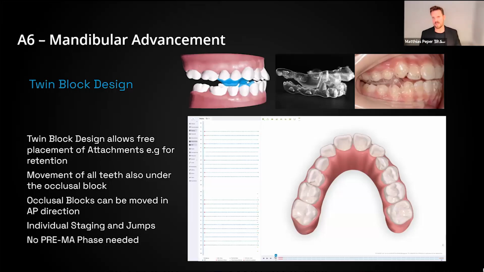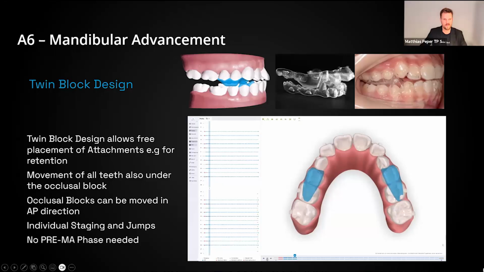The movement, the occlusion block can be moved in a P direction. We have an individual staging and jump, and we don't necessarily need a pre-MA phase, but you can ask for it. And again, for some cases, for us, it makes more sense to start with the proclination of upper anteriors to gain space before we start with it. You can also see it again on the video.